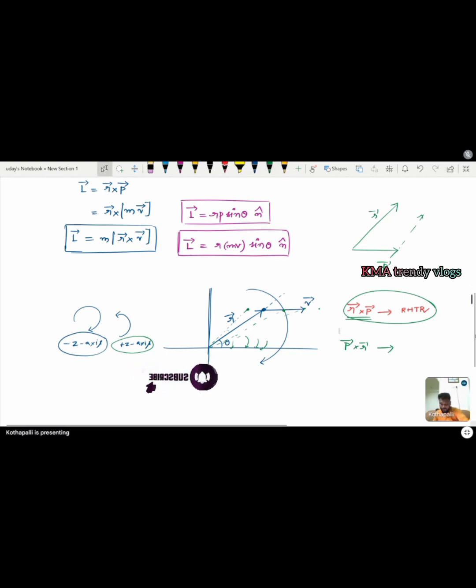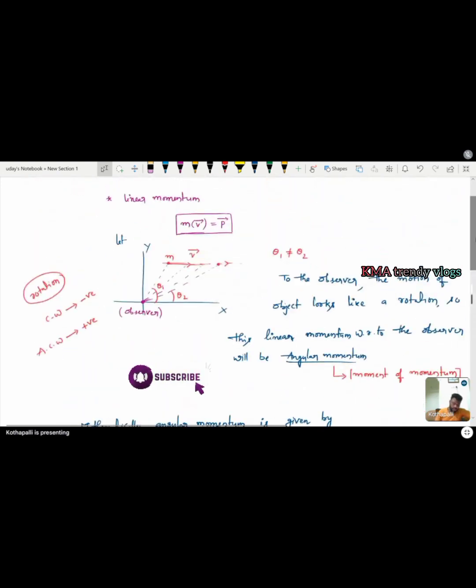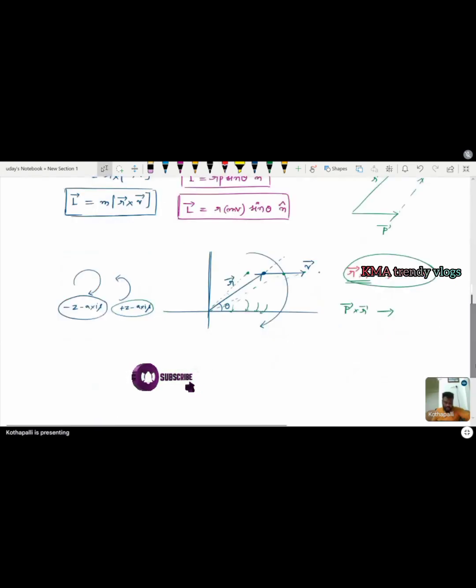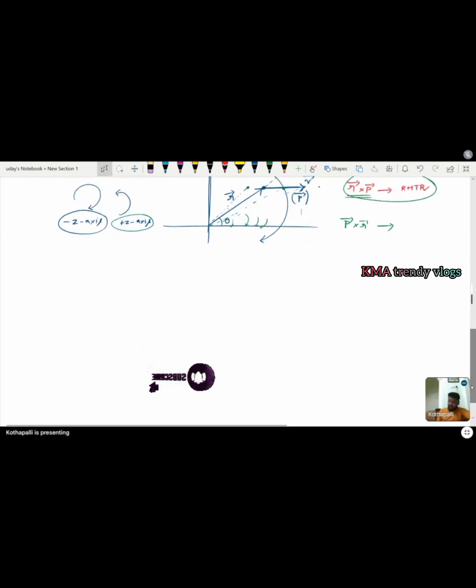Okay. Now see the situation. At any instant, as I told you, this is the position vector. At that instant, this is the velocity vector, which means we can consider the p vector also. Now, by using some vector rules, let us calculate some other different expressions of this angular momentum mathematically.